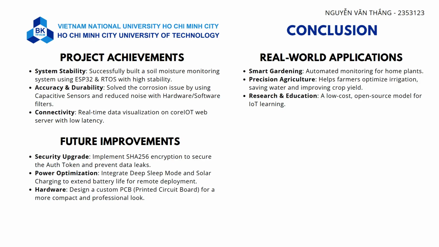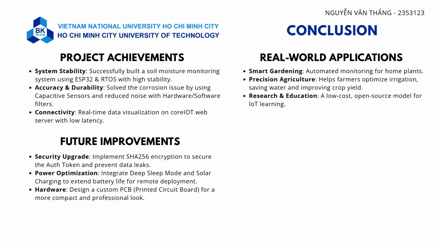In real-world applications, we have smart gardening, which provides automated monitoring for home plants. Precision agriculture helps farmers optimize irrigation, saving water and improving crop yield. Research and education: a low-code open-source model for IoT learning.